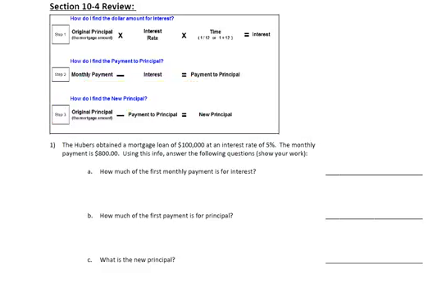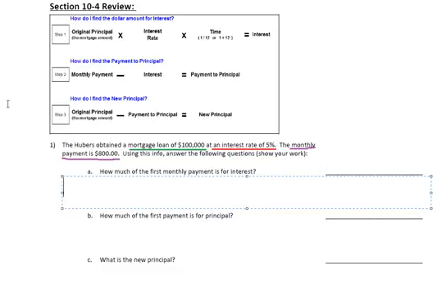So with that being said, please follow along and we'll see if we can help you understand how to do section 10-4. Now, what we've got here is number 1, and number 1 is just an example. It is not from your homework. The Hubers obtained a mortgage loan of $100,000 at an interest rate of 5%. The monthly payment is $800. That's right, the monthly payment is $800. We have to use this info to answer the following questions. We are in letter A. And letter A asks, how much of the first monthly payment is for interest?